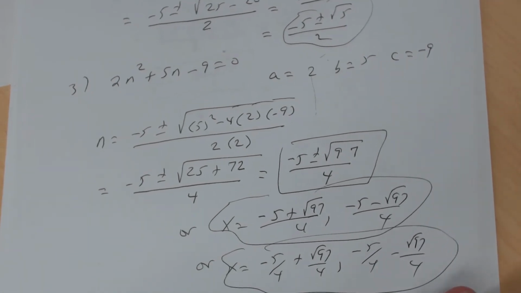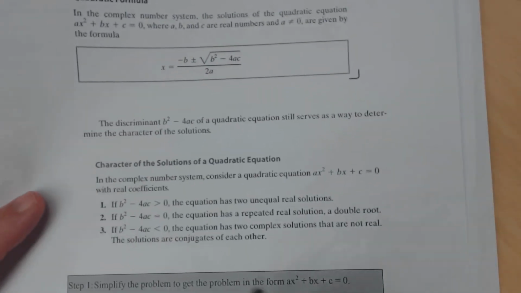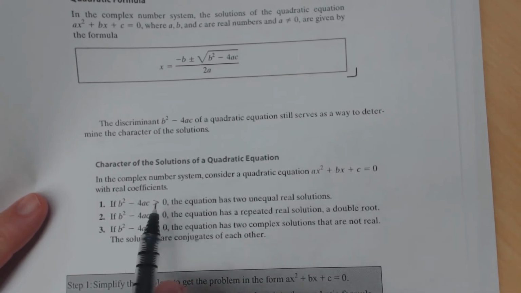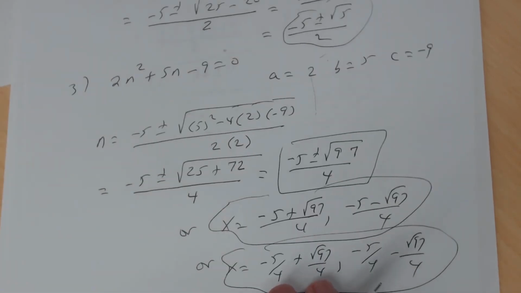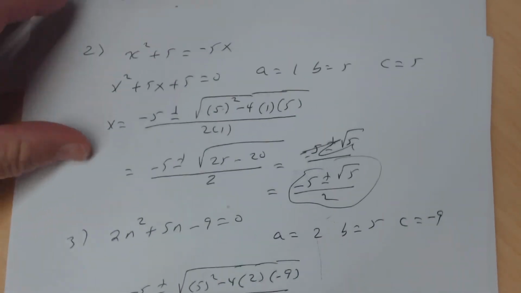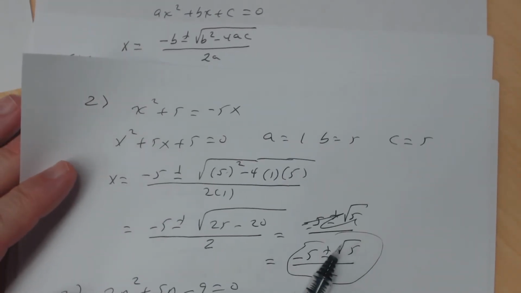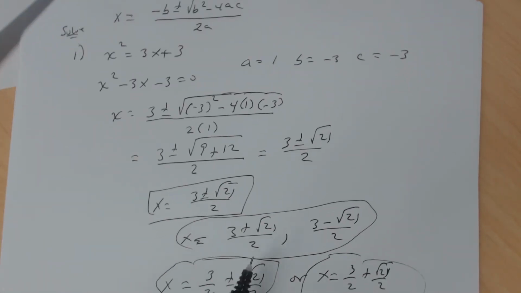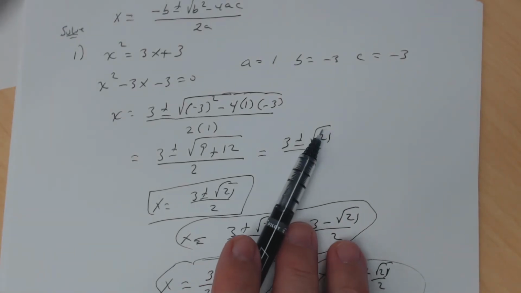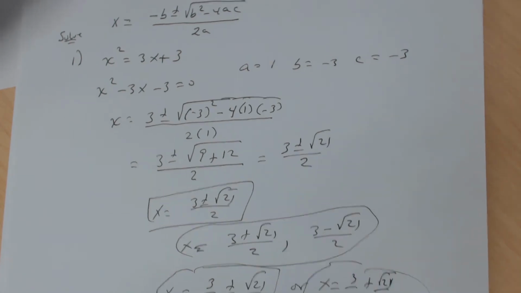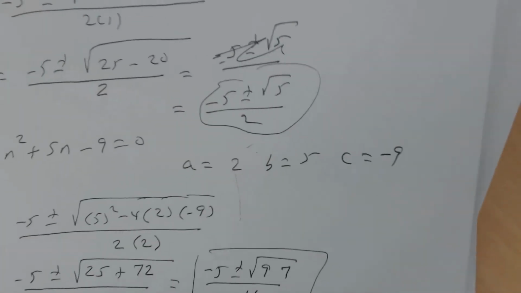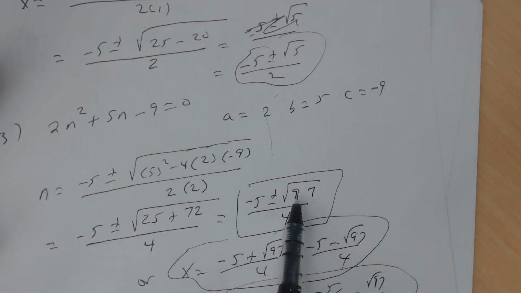All right, now let's talk about the discriminant again. So remember, your discriminant is b squared minus 4ac. So if you look at number 2 right here, the discriminant was 5. If you look at number 1, the discriminant was 21. If you look at number 3, the discriminant is 97.